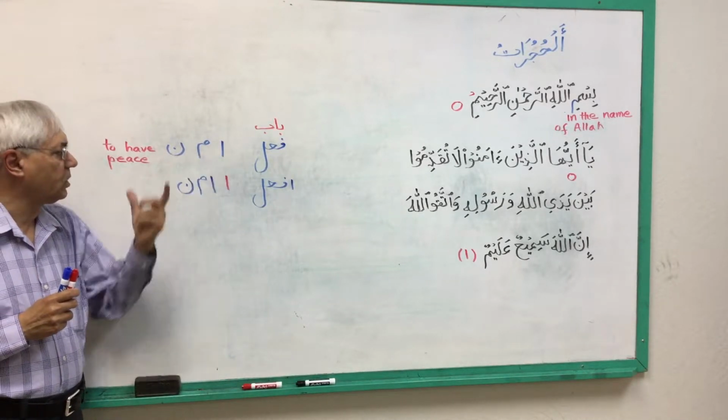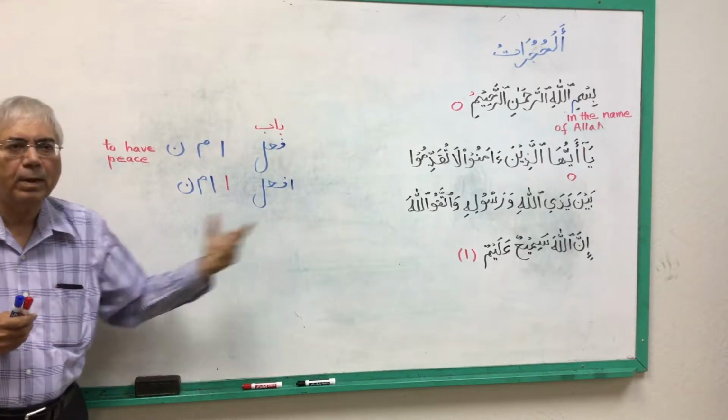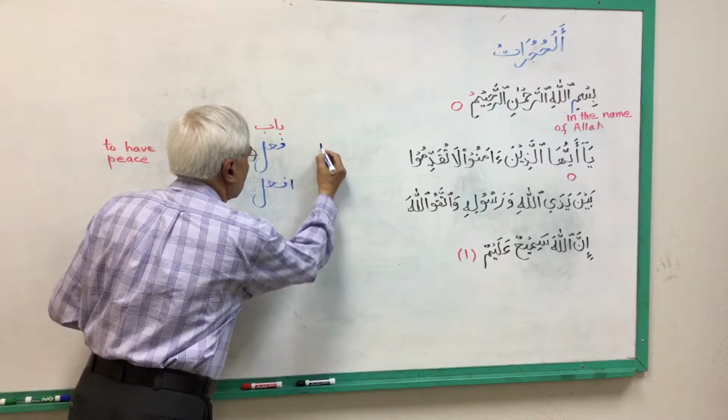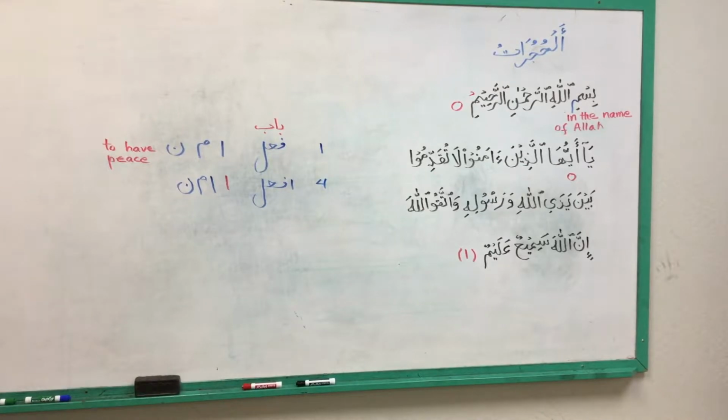So we started with these 3 letters, which belong to Bab Fa'ala. Then we went to Bab number 4. This is now called Bab number 1. And this is called Bab number 4 in the list that you have. Okay.